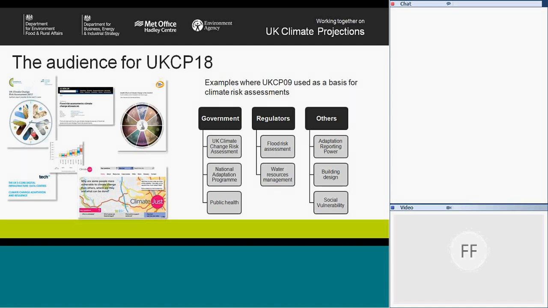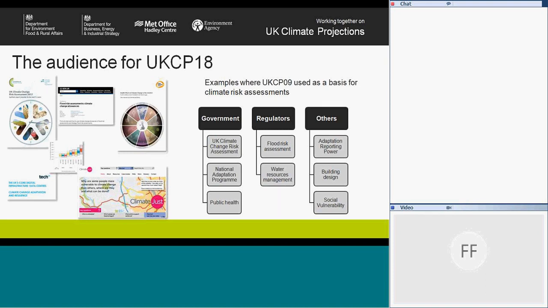Now, who then uses the climate projections within that framework? I've got a few examples here. We've got the governmental audience, and I've mentioned the National Adaptation Programme and the Climate Change Risk Assessment, but that is probably at the policy level. Then you have the regulators who apply those policies, and I've mentioned two here, which are from the Environment Agency, who are responsible for water resources, flood risk, as well as waste disposal and various other environmental regulations.